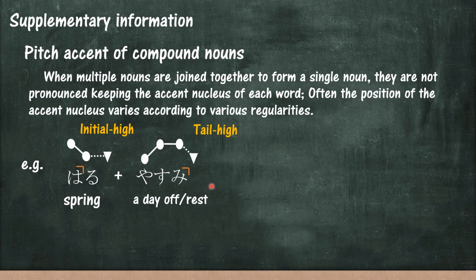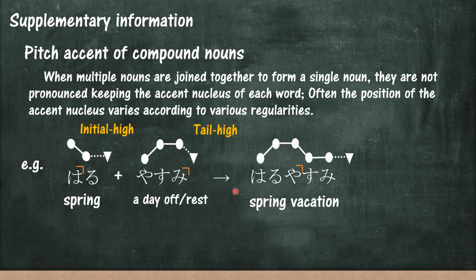But as a compound noun, it is pronounced as follows. Haruyasumi, haruyasumi, spring vacation. Haruyasumi, haruyasumi ga. So the accent nuclei of the two words have been removed, and the new accent nucleus has been made at the beginning of the second word. In other words, the pitch drops from the mora after the letter ya. So this type is middle high.